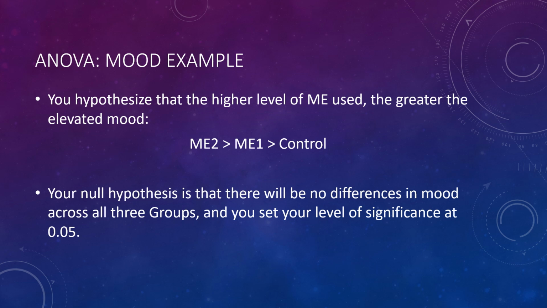And here is our hypothesis. We're really sold on this drug that we've developed, and we also think there's going to be some level of a dosage effect. And so we think that the higher the level of the mood-enhancing drug that is used, the greater the elevated mood, assuming that the scale doesn't go beyond the scale that we're going to be giving them. And so here's our research hypothesis. ME2 is going to be greater than ME1, which is going to be greater than the control. And of course, the null hypothesis would state that there's going to be no differences between the mood scores across these 3 groups.